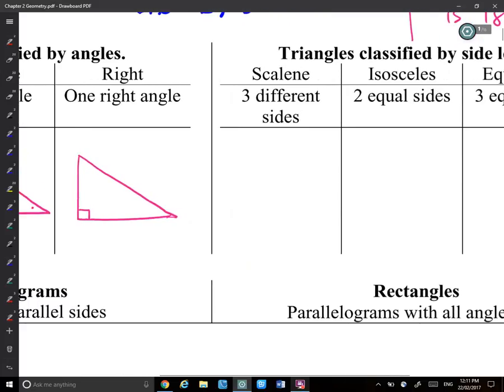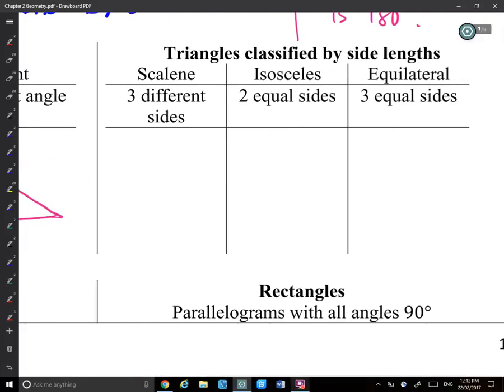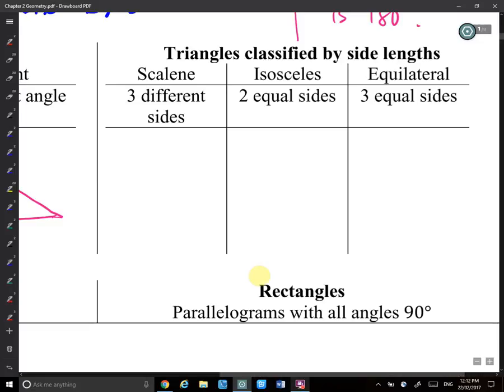Next one. Triangles classified by side length. I'm not looking at angles now, I'm looking at side length. Scalene means three different sides. I have a triangle with three different sides. It can be like this. All different sides.